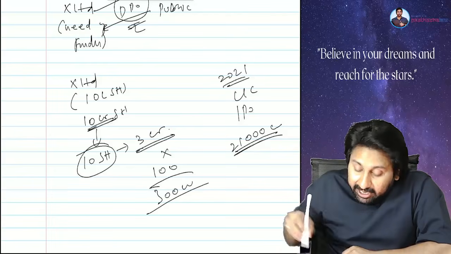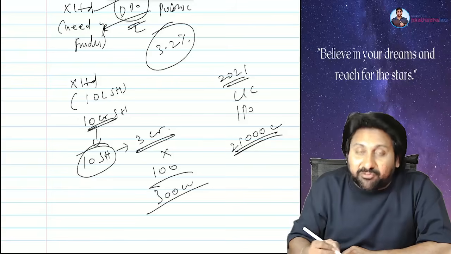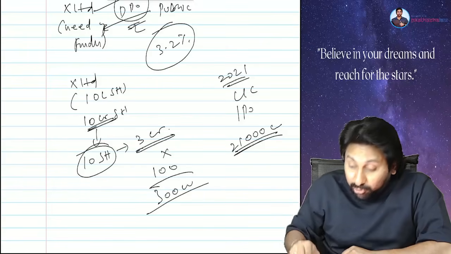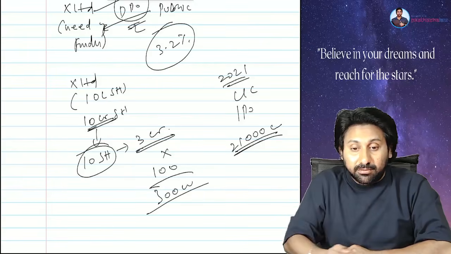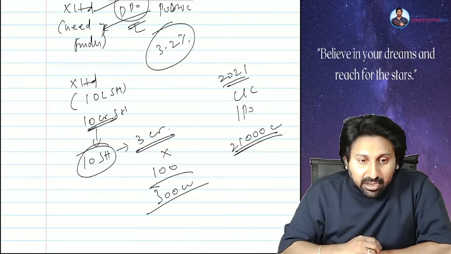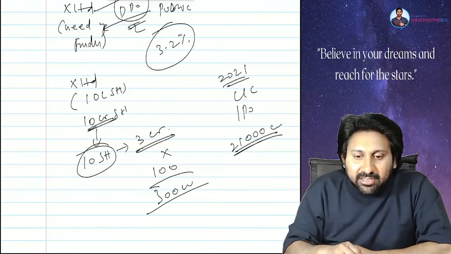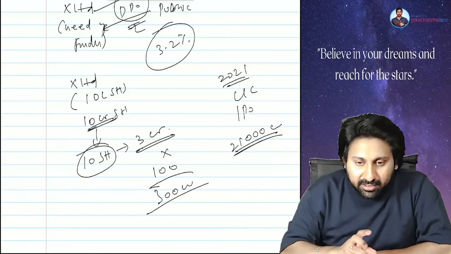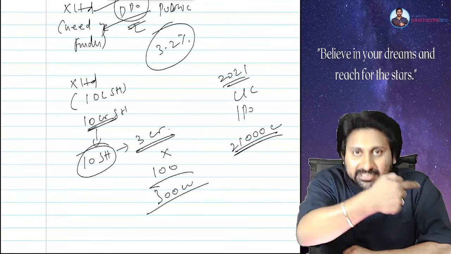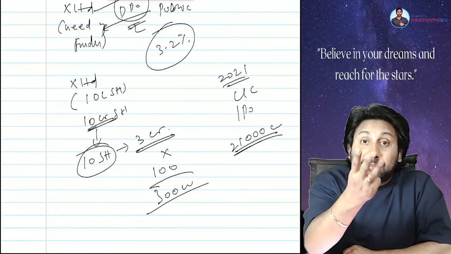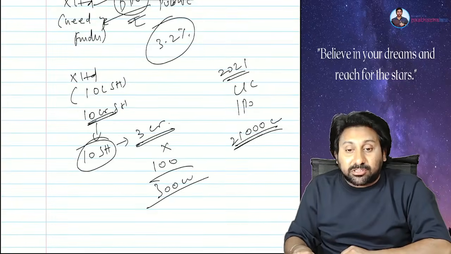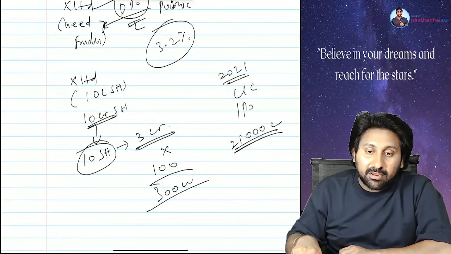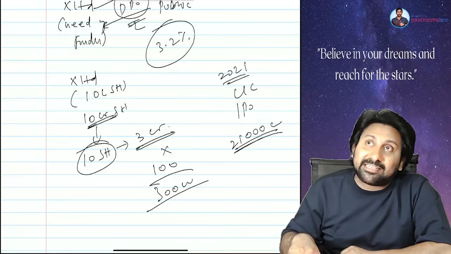So 3.2% of government shareholding came to 21,000 crores. The government is already holding 76%. Of that 76%, 3% they sold to the public. Until now, 73% the government is holding. The 3% value came to 21,000 crores. And you imagine how big LIC is.